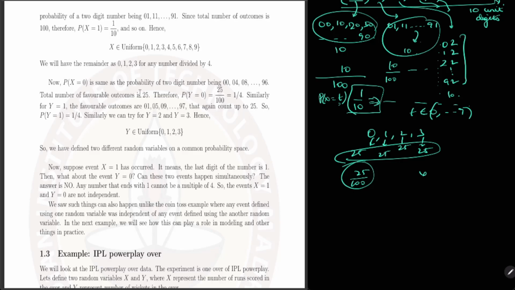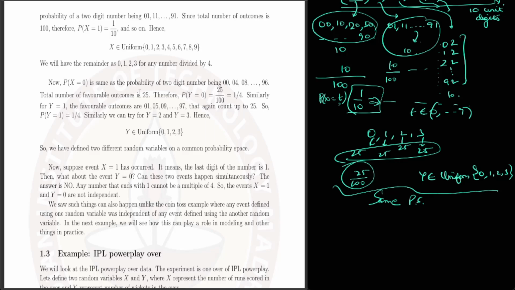And Y will also be uniform, as we know, with range 0, 1, 2, 3. And this is the same probability space. Okay, we have defined two random variables. Now suppose event X1 has occurred, it means the last digit of the number is 1. Then what about the event Y equal to 0?